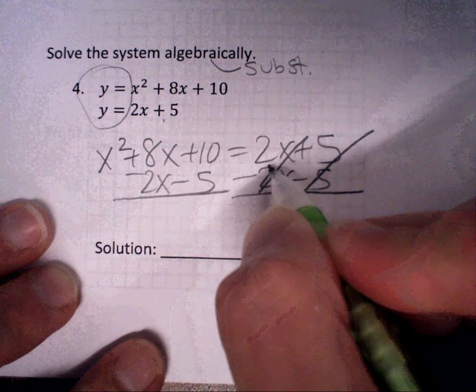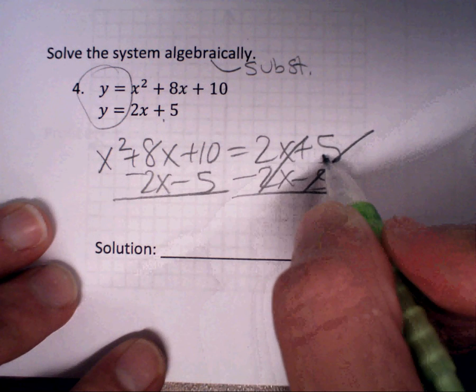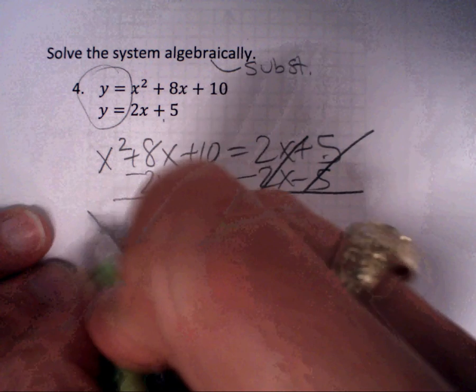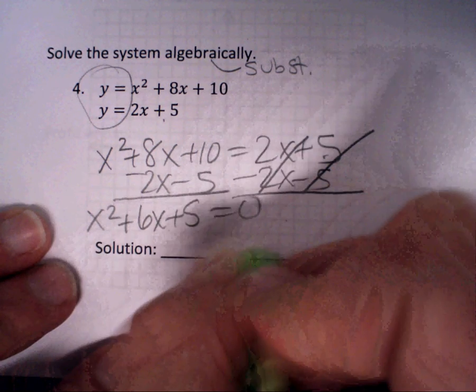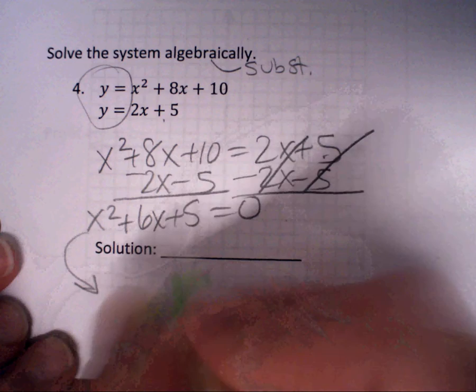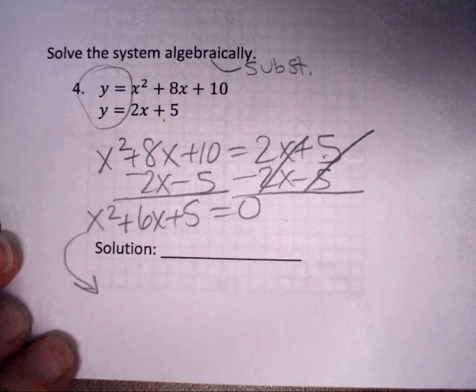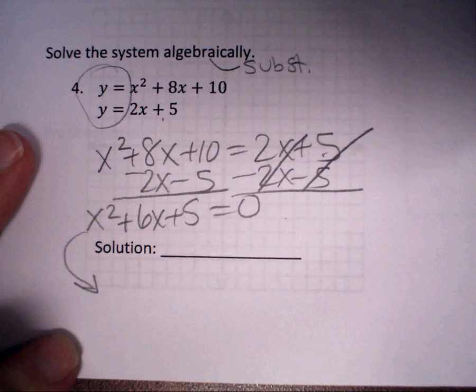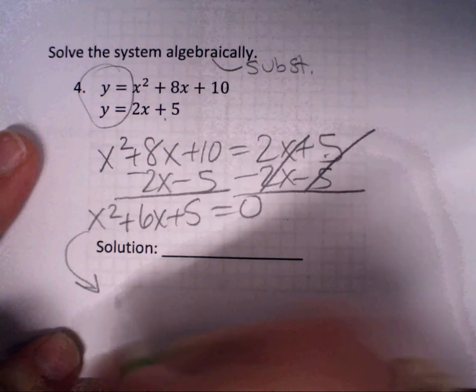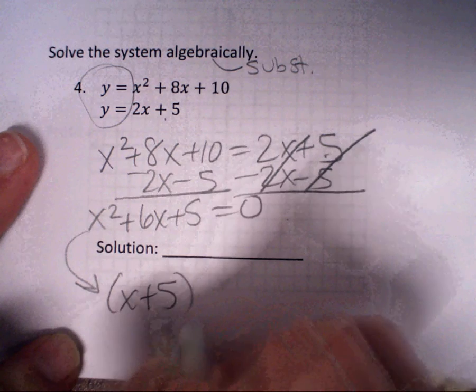quadratic. So I subtract 2x because it's positive. I subtract 5 because it's positive. And so then I have x squared plus 6x plus 5 equals 0. So down here, I'm going to factor this. So what multiplies to 5 and adds to 6? There's only one pairing that multiplies to 5 and adds to 6, and that would be 5 and 1.